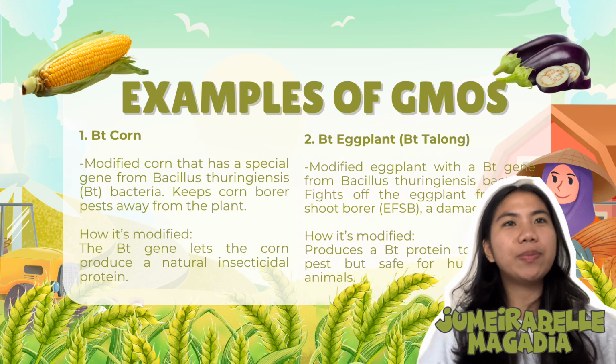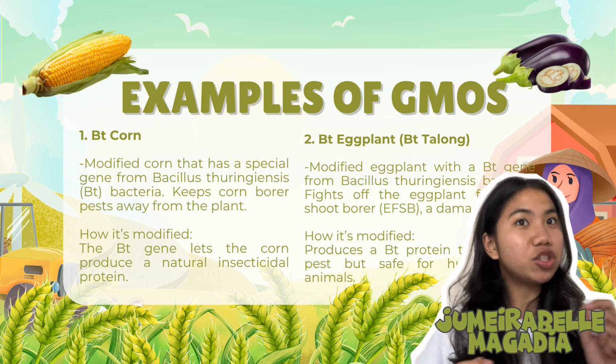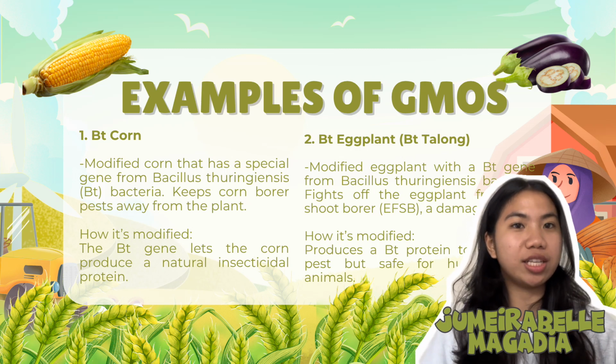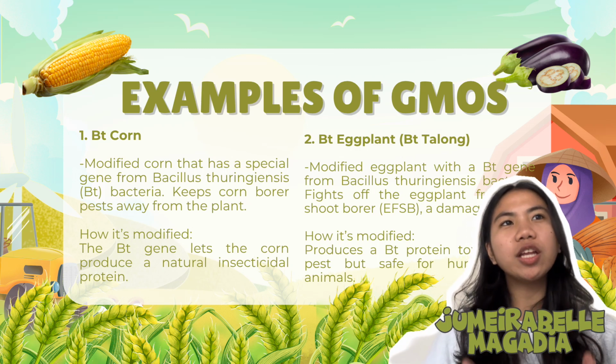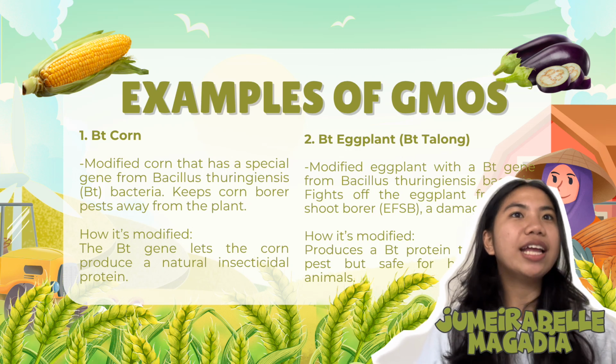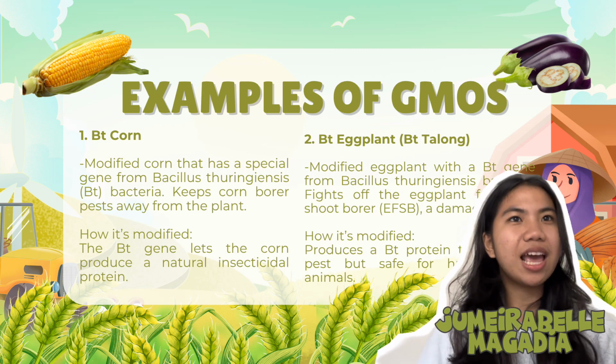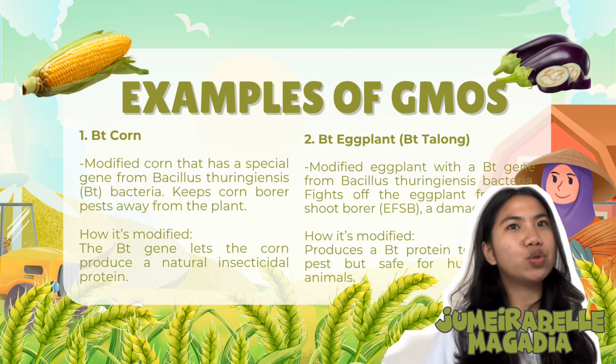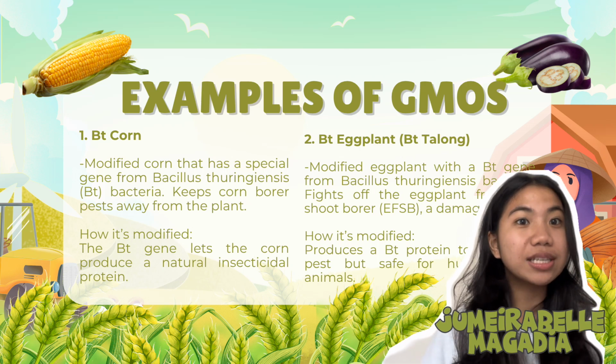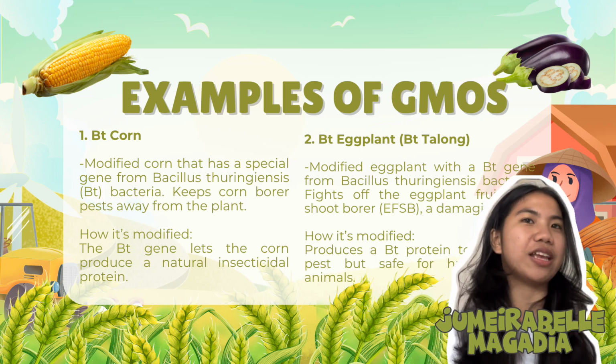So, BT corn is a type of genetically modified corn na nilagyan ng BT gene galing sa bacteria na Bacillus thuringiensis. Because of this gene, the corn can produce a natural insecticidal protein na kayang pumatay sa corn borer, which is a common pest na sumisira sa mga tanim na mais. With BT corn, farmers don't need to use too much pesticide kaya mas tipid sa gastos, mas maganda ang ani, at mas safe para sa environment.